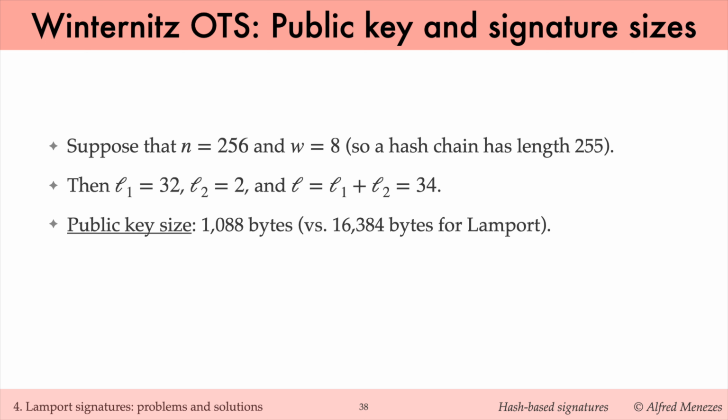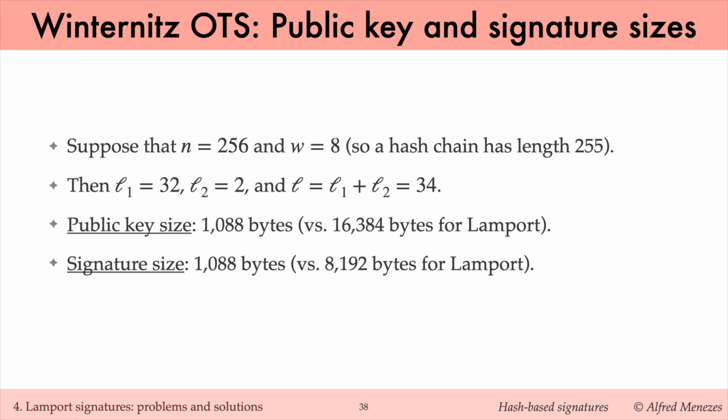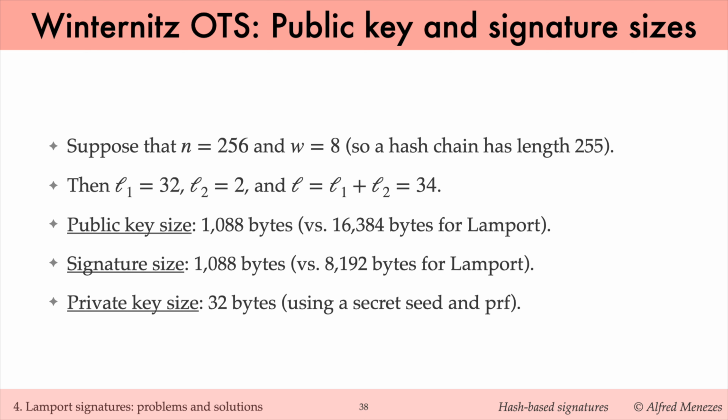A Winternitz public key consists of 34 strings Yi, each 32 bytes long, for a total of 1088 bytes. This is significantly smaller than the Lamport public key, which is 16,384 bytes long. Similarly, a Winternitz signature is 1,088 bytes long, smaller than Lamport's 8,192 byte signatures. Note that a Winternitz private key can be generated from a 256-bit secret seed and a counter. So a private key is only 32 bytes long.